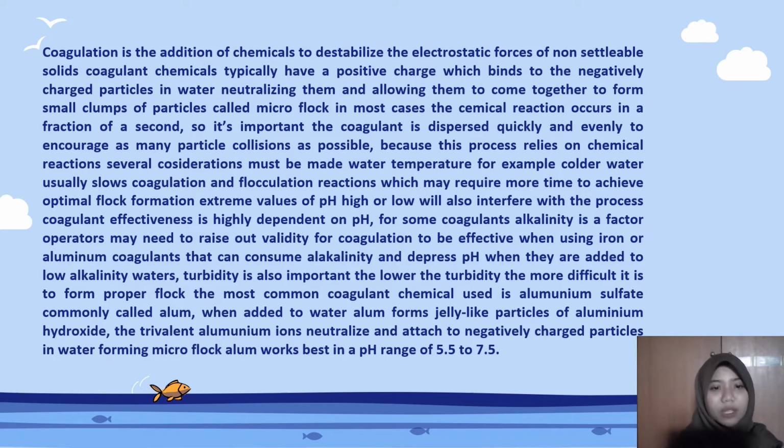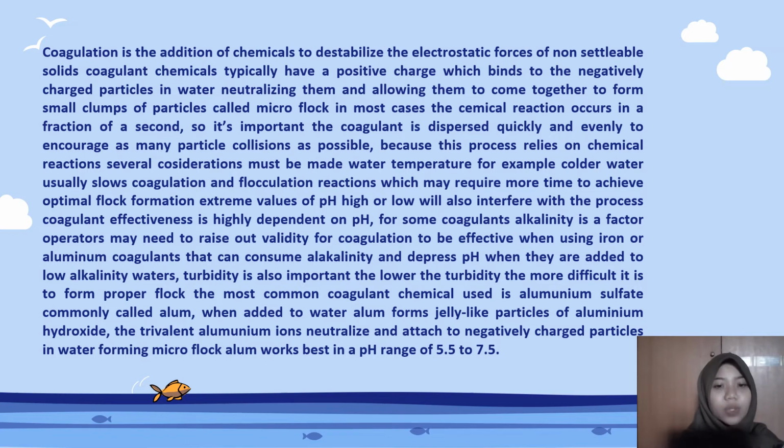Operators may need to raise alkalinity for coagulation to be effective when using iron or aluminum coagulants that can consume alkalinity and depress pH when they are added to low alkalinity waters. Turbidity is also important. The lower the turbidity, the more difficult it is to form proper floc. The most common coagulant chemical used is aluminum sulfate, commonly called alum.